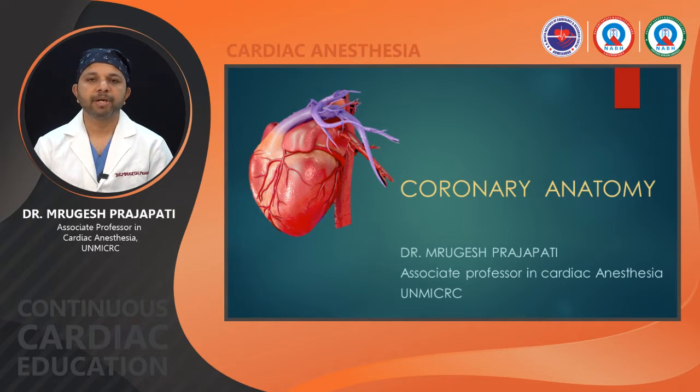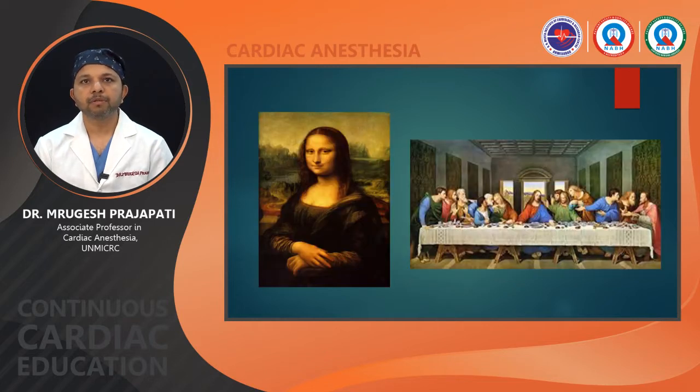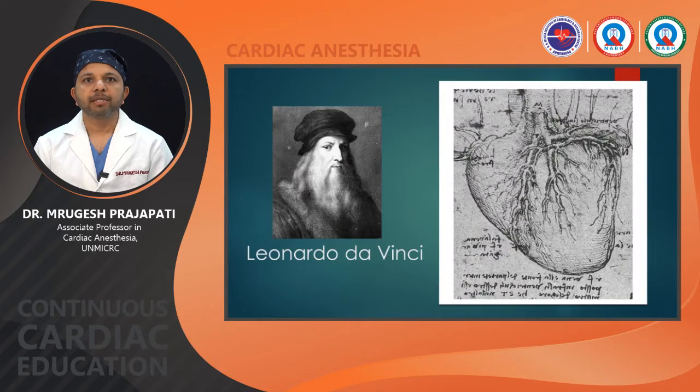Myself Dr. Murugesh Prajapati, and today we are going to discuss about the coronary anatomy. So as you all know, these are the famous paintings Mona Lisa and the Last Supper, which were made by the painter Leonardo da Vinci. The same painter, architect and engineer made the first diagram of the coronary arterial circulation in the early 16th century. Then after, various studies have been performed to study it thoroughly.